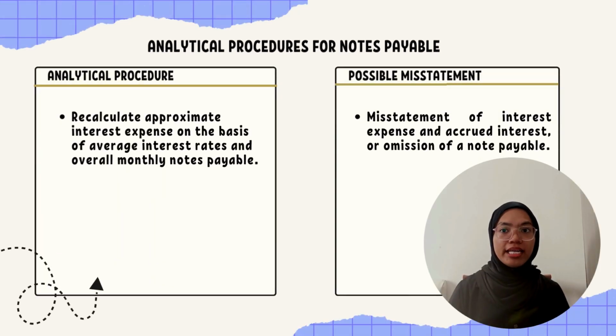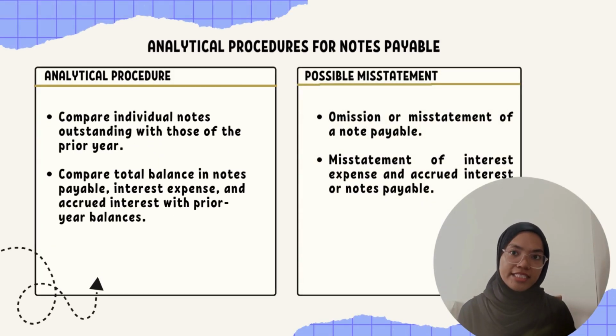And next, for analytical procedure for notes payable, analytical procedure involves recalculating the interest expense on the notes payable using an average interest rate and the overall monthly notes payable balance. This is then compared to the amount of interest expense that is reported in the financial statement. And for possible misstatement of interest expense and accrued interest or omission of a notes payable.